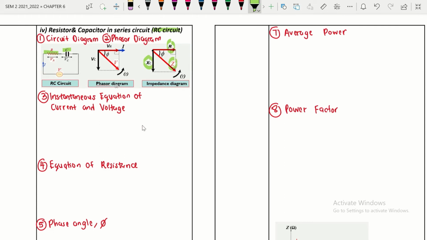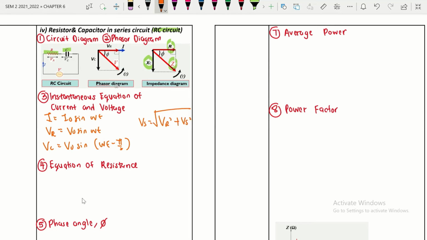So now the equation for instantaneous equation of current and also the voltage. So it will become I equals to I naught sine omega t for the current. For the voltage across resistor will be V naught sine omega t. And then voltage across capacitor adalah V naught sine omega t minus pi over 2. What about the supplied voltage? Okay, the supplied voltage dia akan jadi VR squared plus VC squared. That's all.